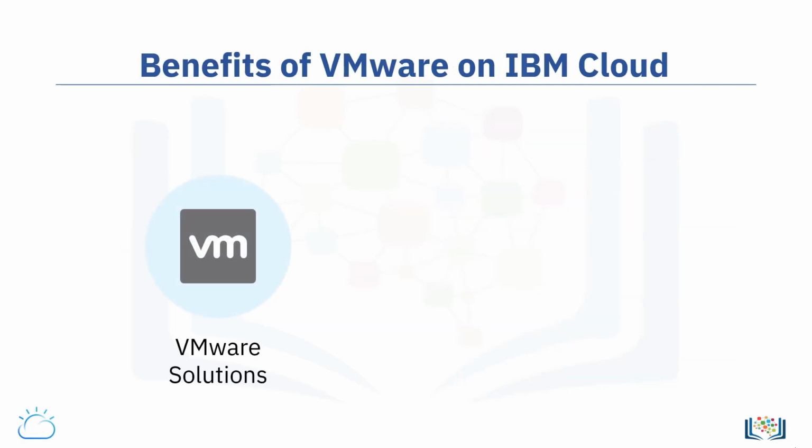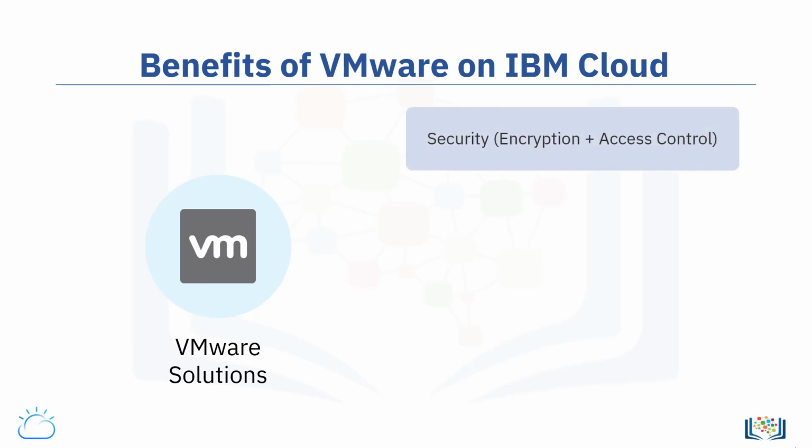So why use VMware on IBM Cloud? IBM Cloud has several unique advantages. The first is security, which is provided via encryption and access control. IBM provides the highest level of encryption for data at rest and data in motion, with FIPS 140-2 Level 4 based encryption. Next is compliance. We can comply with data sovereignty regulations, ensuring we provide geofencing for your workloads.